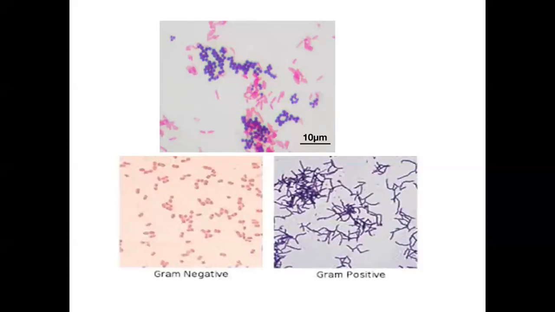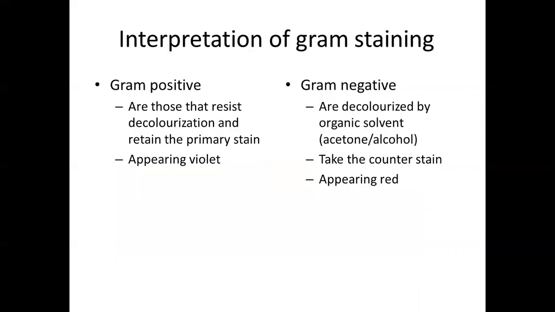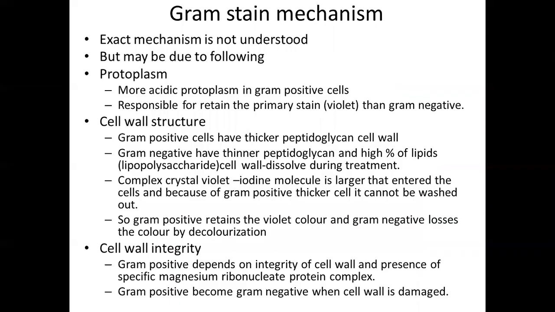This is gram negative. So over this, how they gave the justification for gram stain positive and negative. Interpretation of gram stain: gram positive are those that resist decolorization and retain the primary stain, appearing violet or blue in color. Gram negative are decolorized by organic solvent and take the counter stain, appearing red or pink in color.